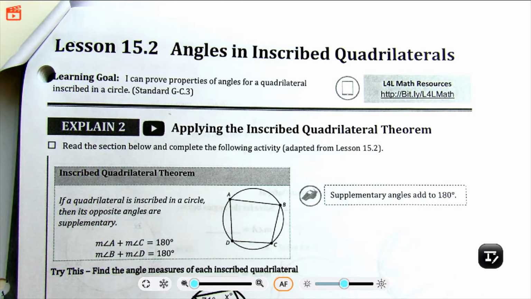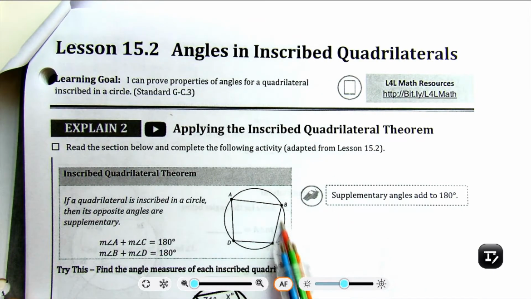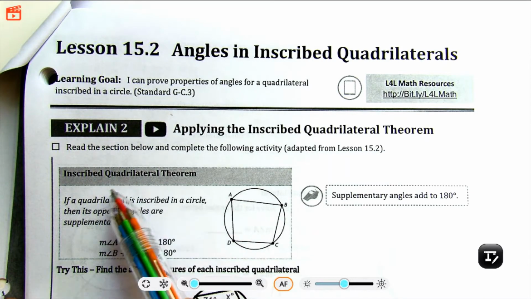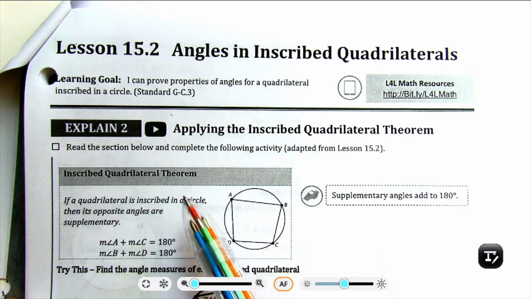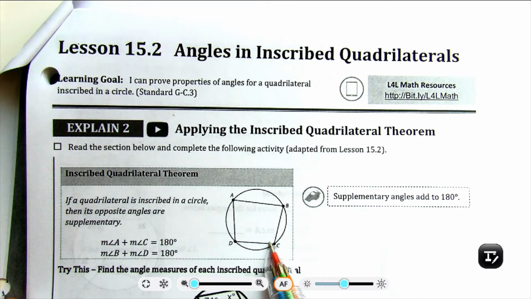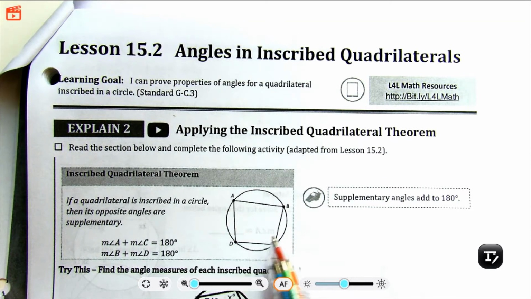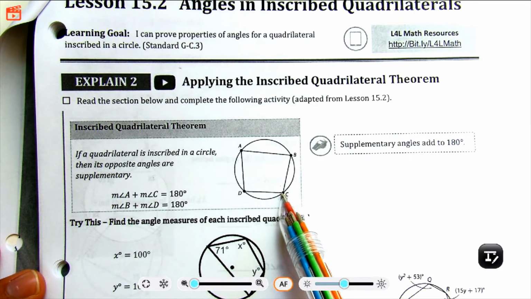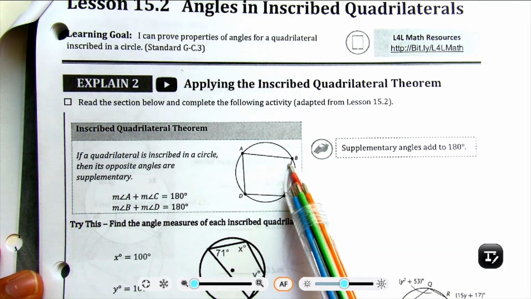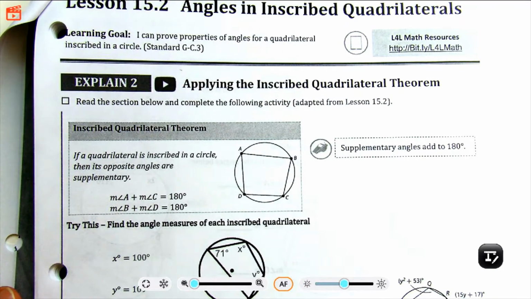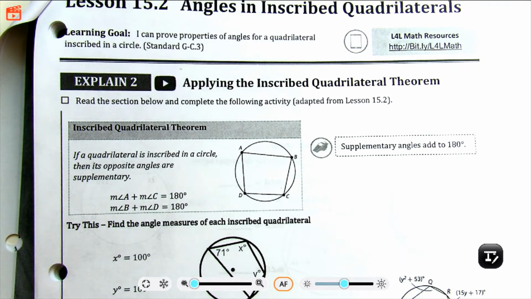So what we have is a quadrilateral inside a circle, something like this. The main inscribed quadrilateral theorem tells us that opposite angles are supplementary. Opposite angles add up to 180 degrees. So angle A plus angle C equals 180, and angle B plus angle D equals 180. Knowing that, we can solve problems with inscribed quadrilaterals.